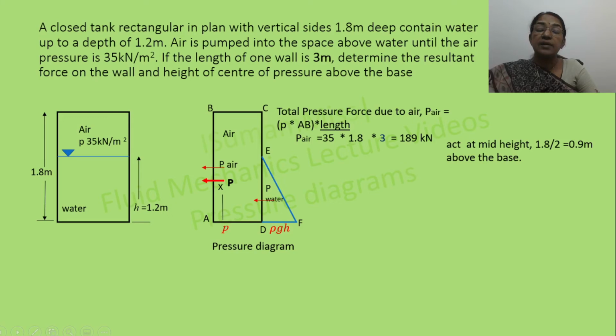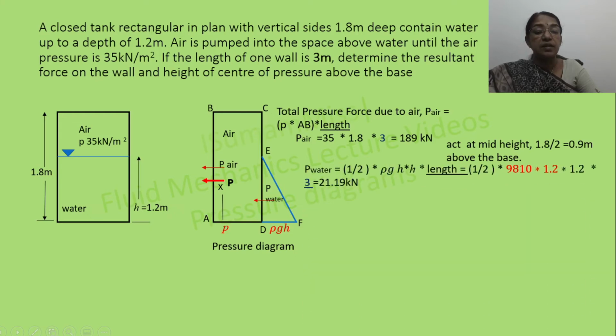If you want to calculate the pressure force due to water, then we have to find out the area of this triangle. The area of this triangle represents the pressure force exerted by water per unit width. If you are interested in finding the total pressure force exerted by water, then we have to multiply that with the length. So half into rho g h into h will give you the area of this triangle, multiplied with the length will give you the total pressure force exerted by water, that is equal to 21.19 kilonewton.